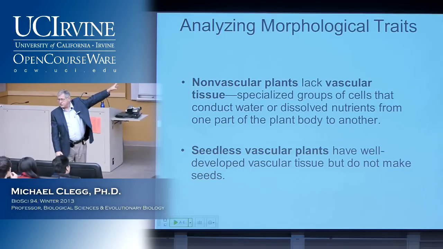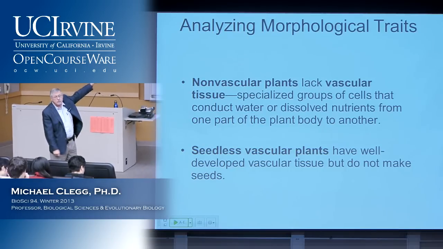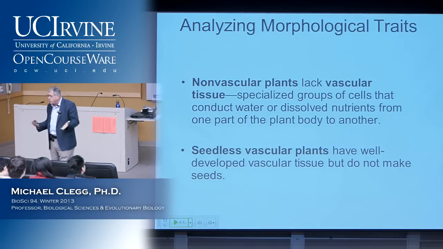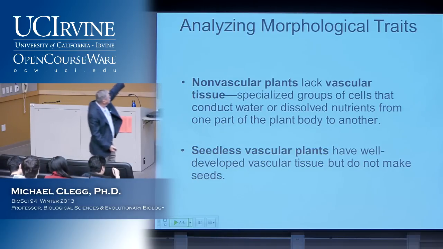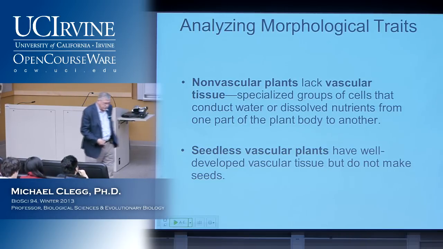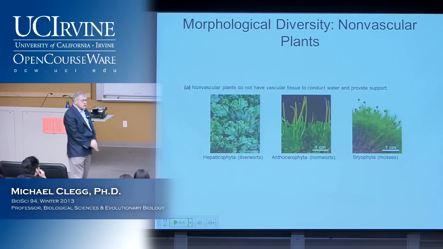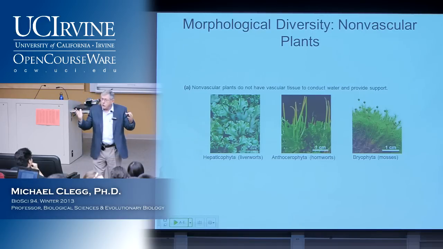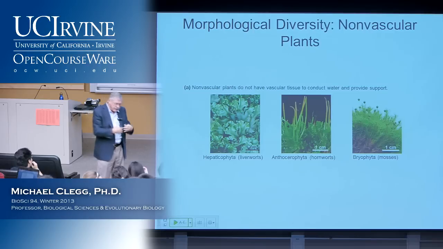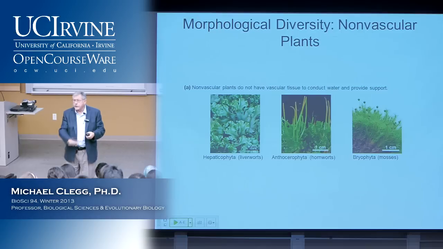One of the key structures is vascular tissue, a way of conducting water within the plant. So we're going to look at non-vascular plants. These are early forms of plants that don't have vascular tissue. And then we will look at seedless vascular plants. So here is an example of non-vascular plants. These are plants that grow in moist environments because they don't have the tissue to conduct water throughout the body of the plant. They live in very moist environments, and they live close to the ground. They're small, prostrate life forms.